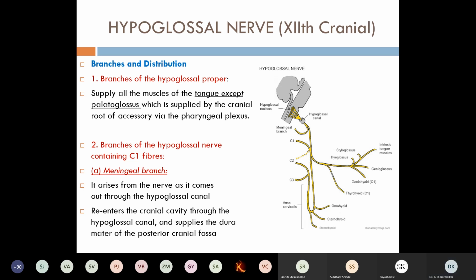Now it will give the meningeal branch, which will supply the dura of the posterior cranial fossa. If you see this meningeal branch, again it re-enters the cavity through the hypoglossal canal, and it is going to supply the dura mater of the posterior cranial fossa. Now we'll see the branch of the hypoglossal nerve containing the C1 fibers.